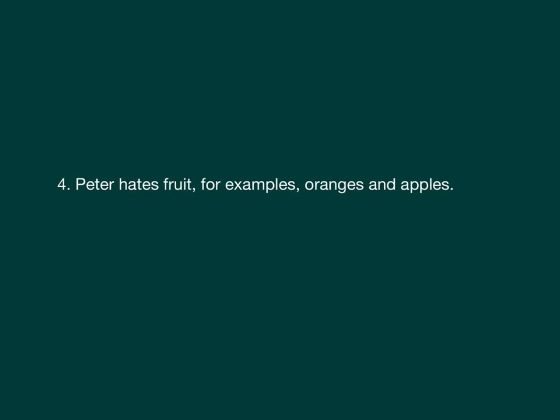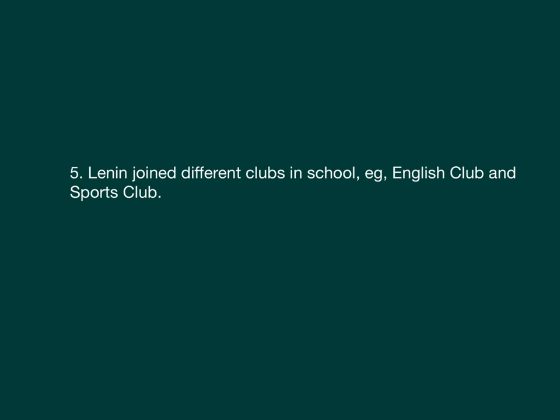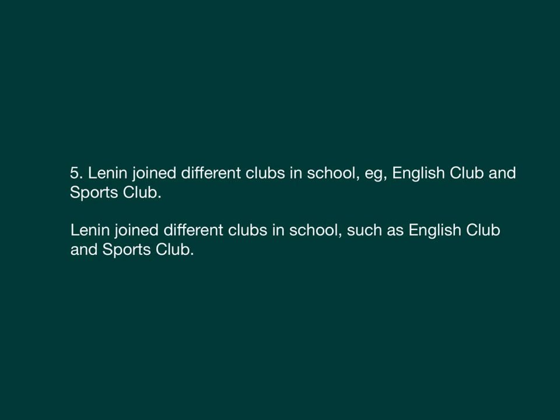Question number 4. Peter hates fruit. For example, oranges and apples. Now pause for a moment so that you can work on this, and the answer is on the next page. The correct way should be: Peter hates fruits, such as oranges and apples. Number 5. Lennon joined different clubs in school, e.g., English club and sports club. Now let's pause for a moment so you can work on this, and the answer is on the next page. The correct way should be: Lennon joined different clubs in school, such as English club and sports club.